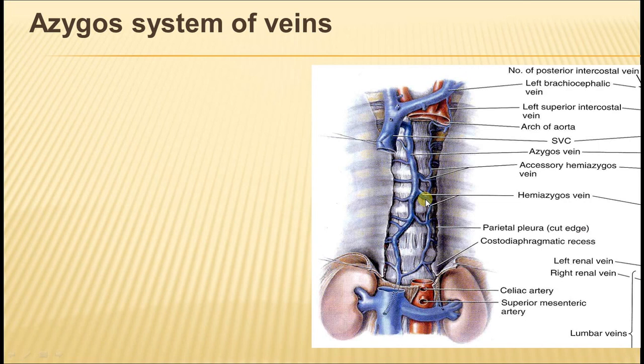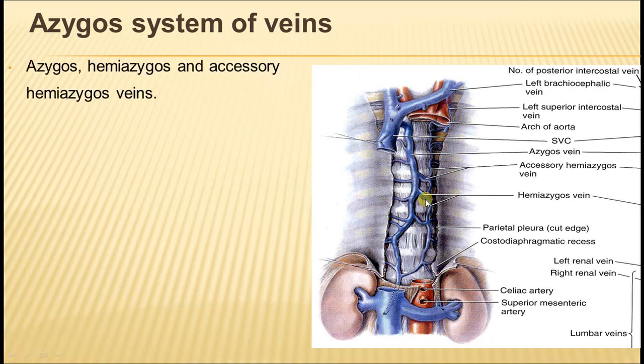Now, the Azygos system of veins comprises mainly three veins: the Azygos vein, the Hemiazygos vein, and the Accessory Hemiazygos vein. So this is the main Azygos vein, then you have the Hemiazygos vein here, and this is the Accessory Hemiazygos vein. The term Azygos means unpaired. You do not have a pair of veins. It is single and does not have a counterpart. That is why it is termed the Azygos vein.